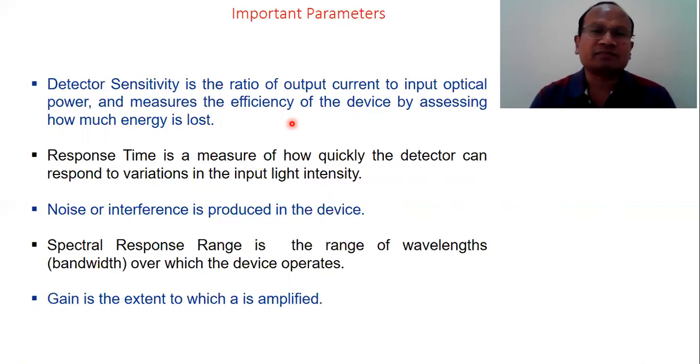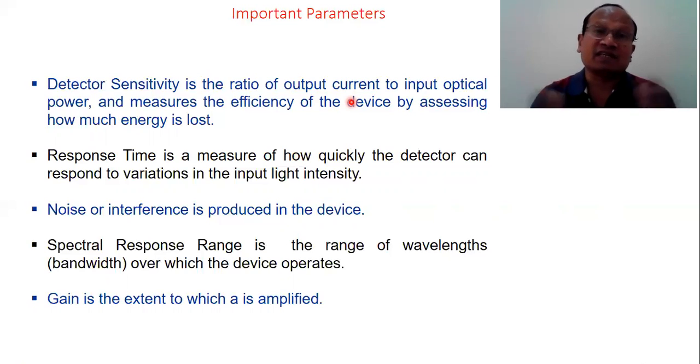If we compare this detector sensitivity with optical source parameters, we'll find there is the quantum efficiency, where the input is an electrical signal and the output is light. Here it is the ratio of output current to input optical power, because in the optical detector the input is an optical signal. So the input is optical power, and how much output current is caused by the optical input power to the optical detector is indicated by the detector sensitivity. How sensitive it is means how much current flows per unit optical power given as the input.